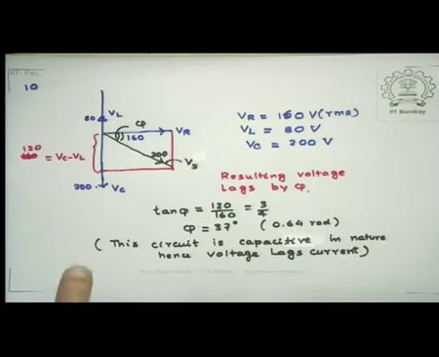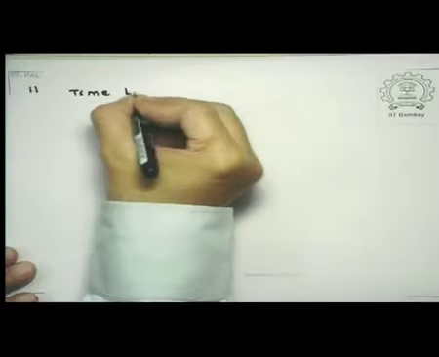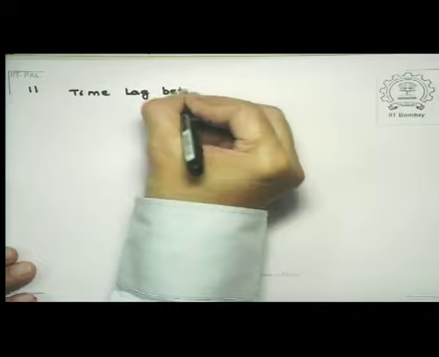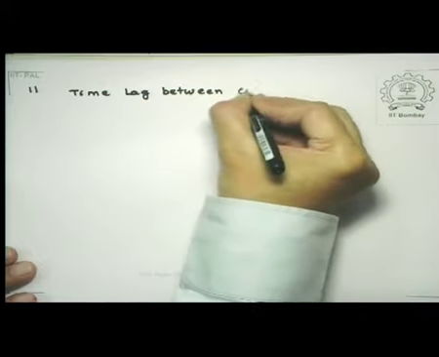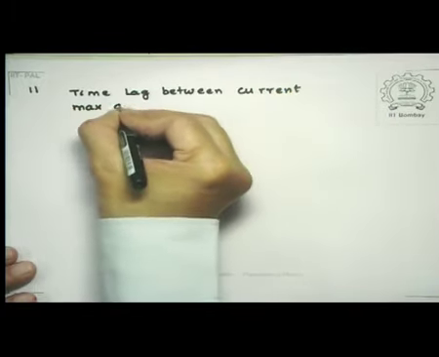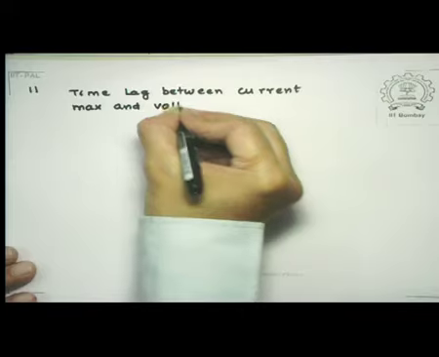Now, look at what we have said. We have said that my current is Im sin(omega t plus phi), and the voltage maximum occurs at omega t equal to pi by 2, whereas current maximum occurs when omega t plus phi is equal to pi by 2. So therefore, there is a time lag between current maximum and voltage max.